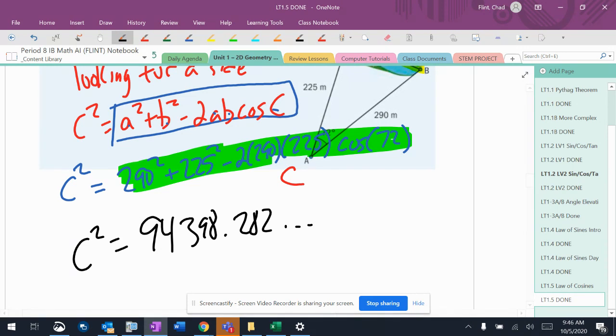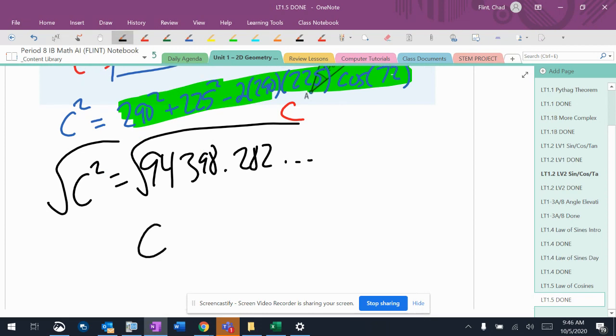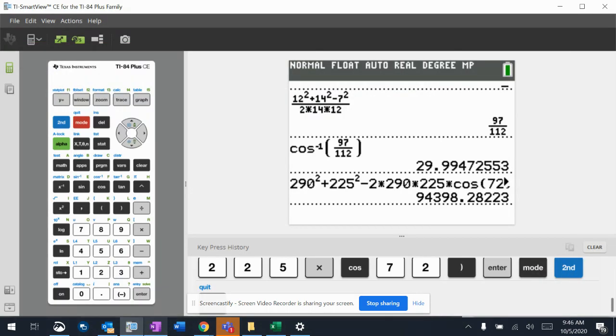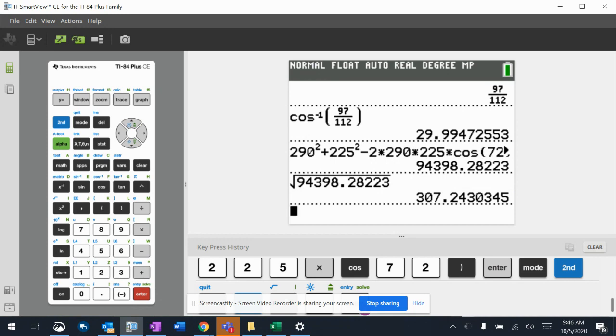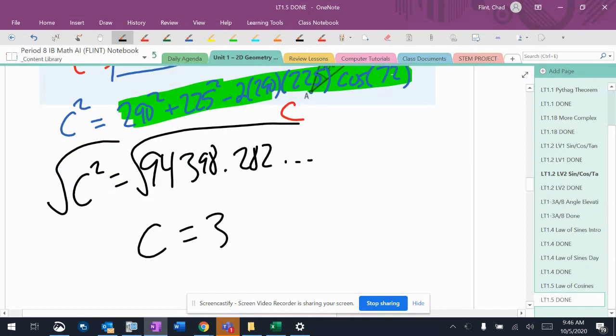All right, you should be looking at that and going, well, that doesn't look right because one side was 225, one side was 290. I don't think that's right, and it's not because that's c squared. So to get the answer to this, I got to take the square root of it. So I'm going to go to my calculator and I'm going to hit square root. And again, I'm lazy. I'm not typing that in there. I'm going to hit the up arrow and I'm going to grab it. It's going to be 307.243, which makes a lot more sense.